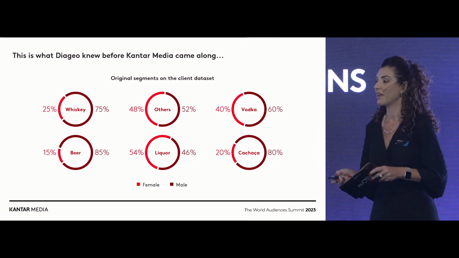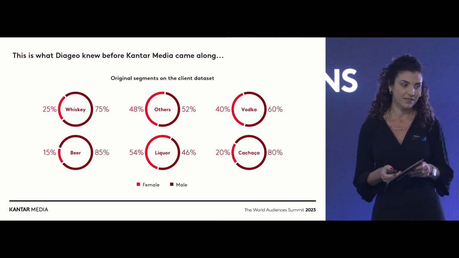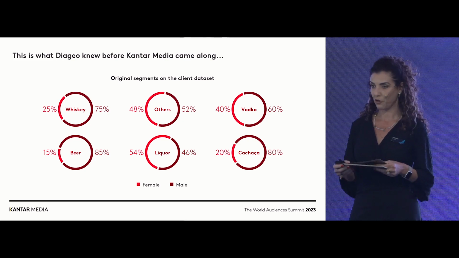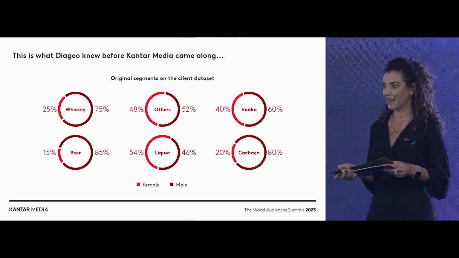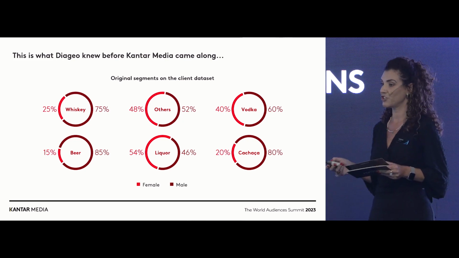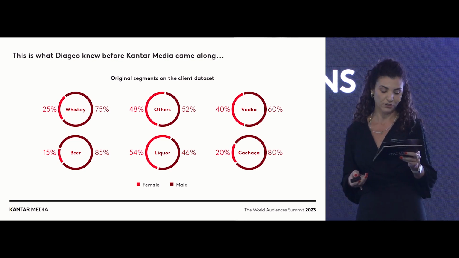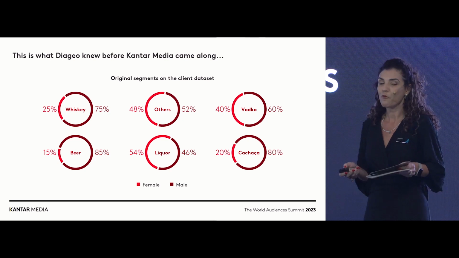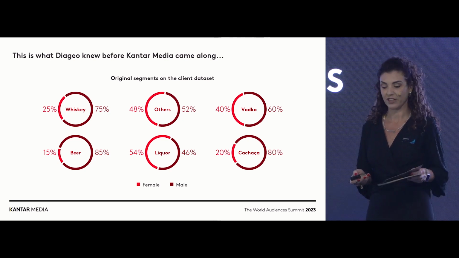That's the beginning. I just had 6 segments about buying preference on the Diageo's e-commerce. For each one of the segments, I had just gender information, as you can see on the graph. But what else could we know? And how could mathematics help on this journey?